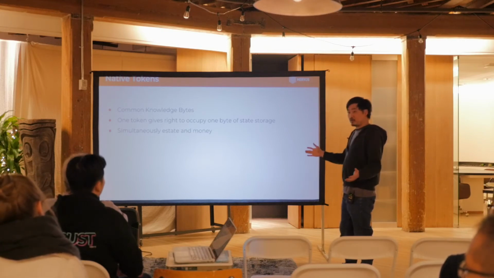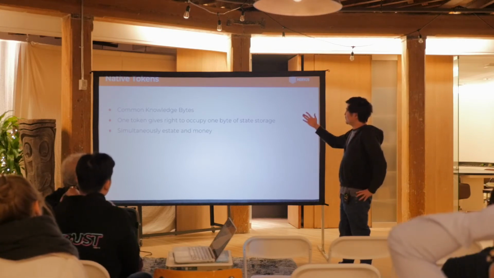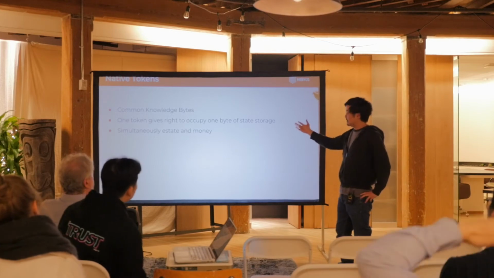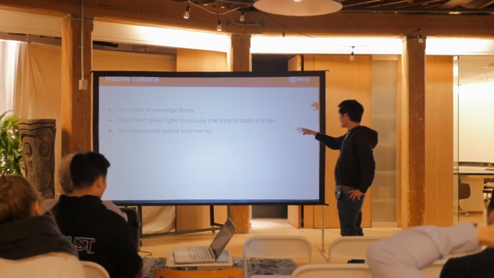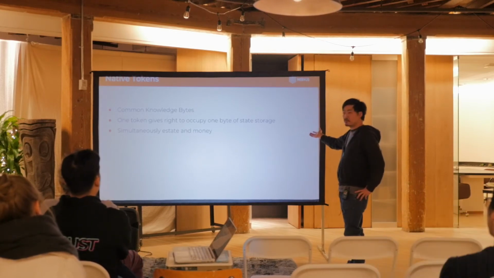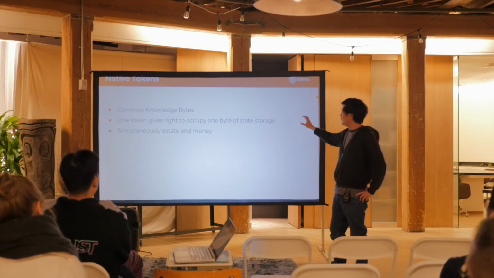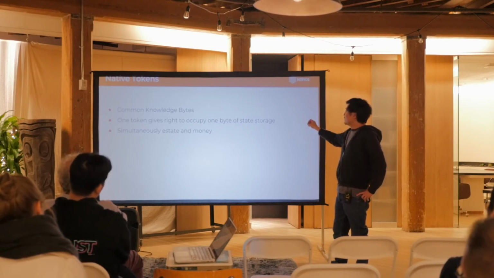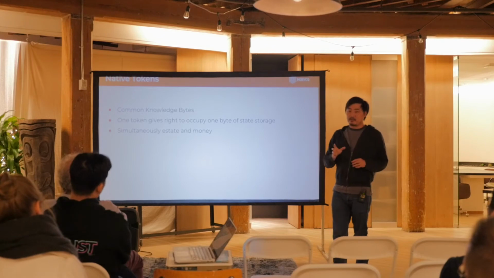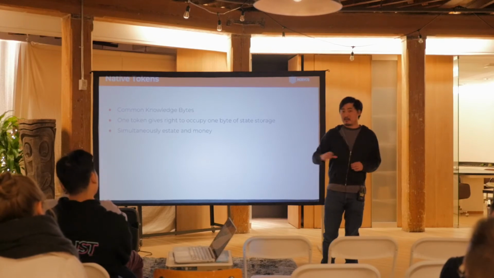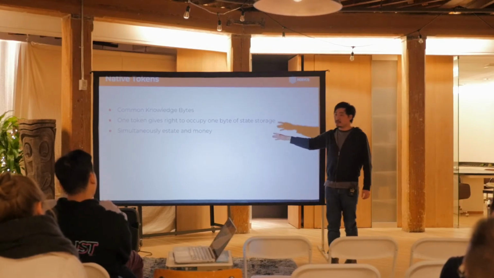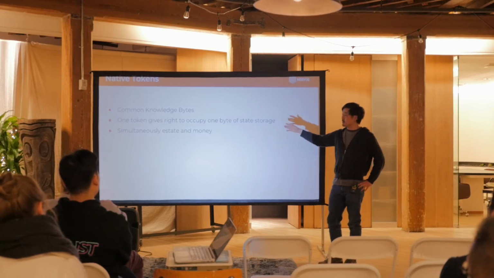Okay, native tokens. The native token CKB is Common Knowledge Bytes. One token gives the right to occupy one byte of state storage. That's the intrinsic value of the token. So the native coin of Nervos Common Knowledge Base is the first that is simultaneously a state and money.